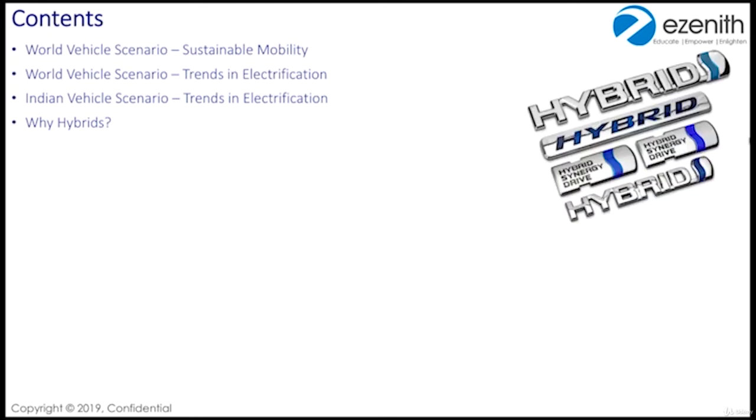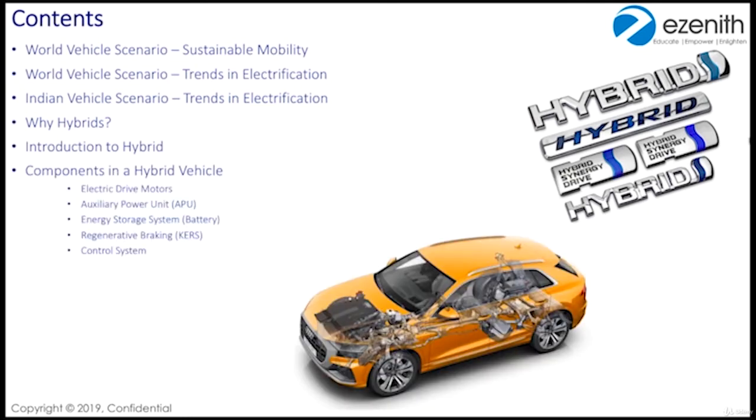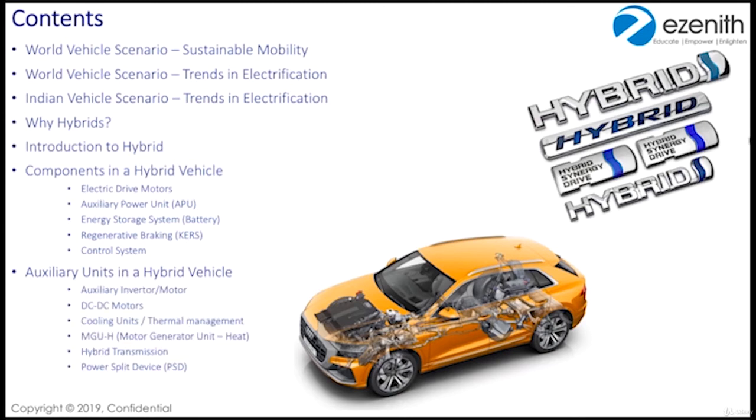Once hybrid as a concept is clear, we will move on to the various concepts or components that make up a hybrid vehicle, namely the motor, the power unit, batteries, control system, regenerative braking, etc. Then we will also study the auxiliary units that supplement the working of these components. They are the inverters, the DC-DC converters, thermal management system, generator units, a la Formula 1, hybrid transmission, and power split device.